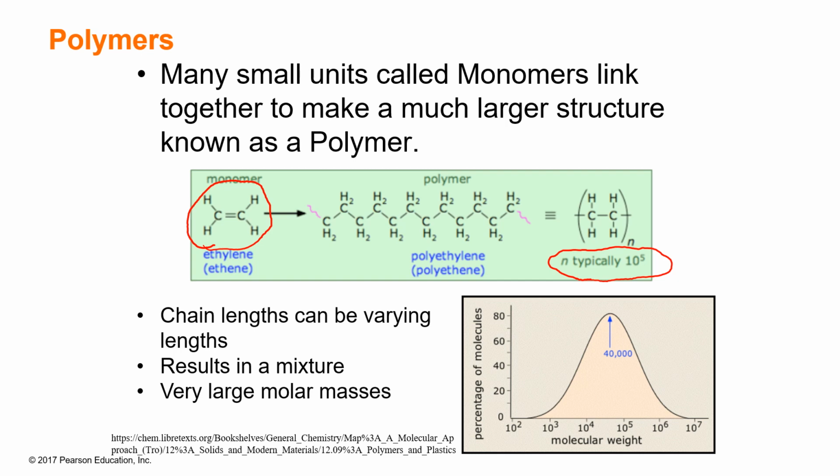Now, each chain is not the same length. They vary, and so there's an average, similar to what our graph shows us here. So the average would be around that peak of that graph, and different chain lengths, some are shorter and some are longer. But we do end up with an average that is a very large number of these monomers. It results in a mixture. And they do, again, have very large molar masses.